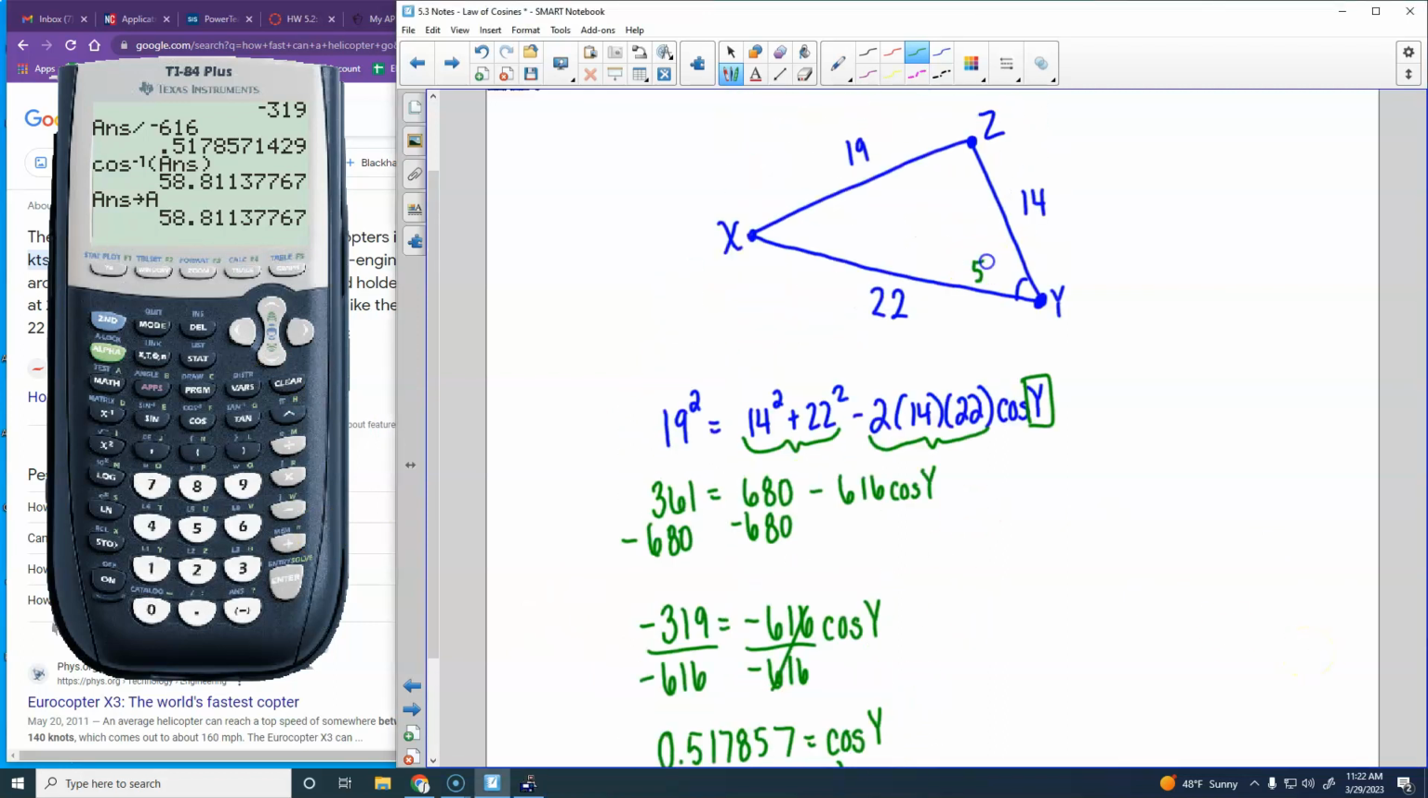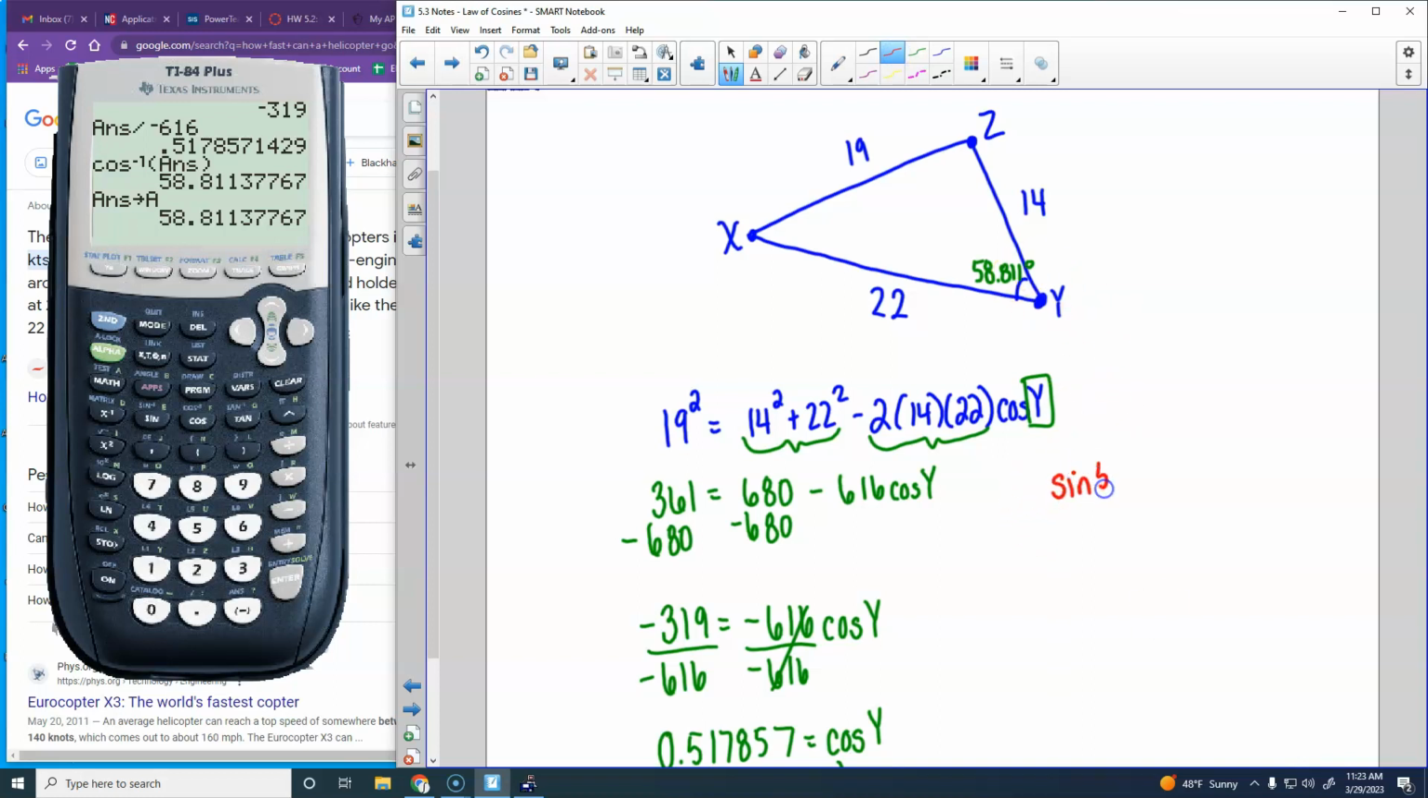58.811. So that gives us one of our angles. You have options on finding your other angles. You could do law of cosines again, just like I did. If you prefer it, go right ahead. But since you have one of the angles now, you could use law of sines. So if we want to use law of sines, I think that's what I will do.